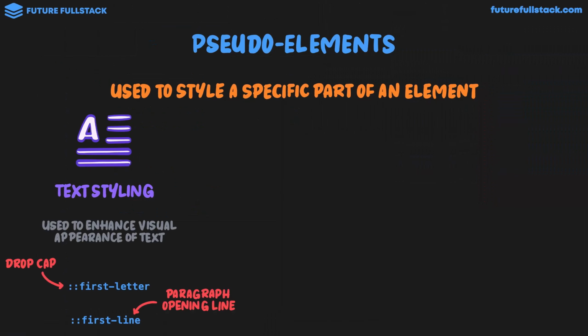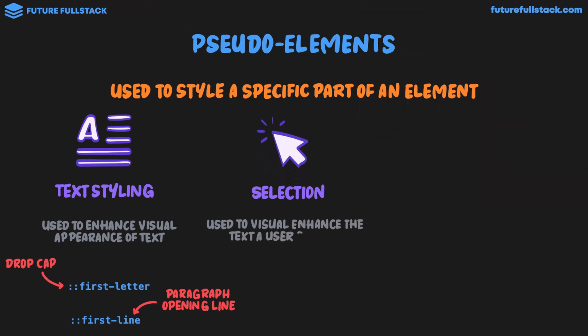The next type of pseudo element is selection. This is used to visually enhance the text a user selects. And as you guessed, the pseudo element name is selection. Let's play around with this one in VS Code.